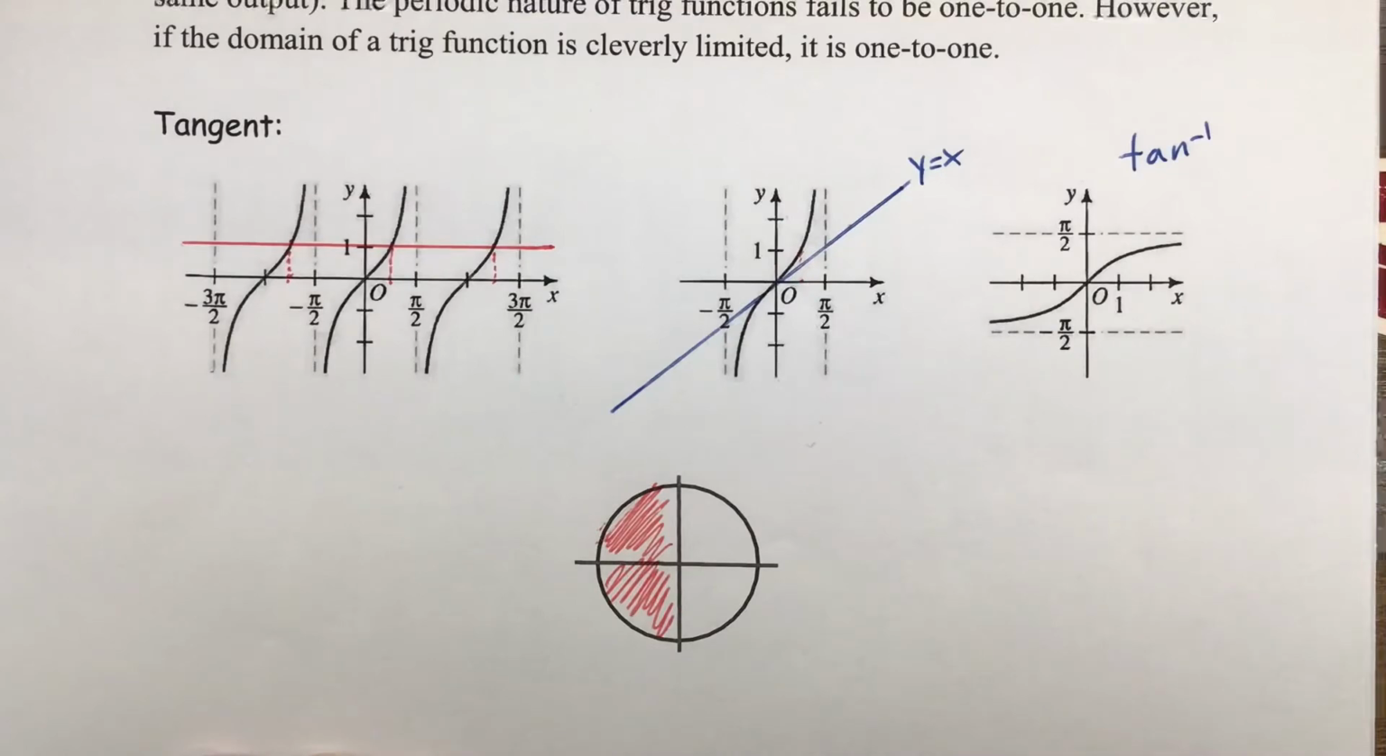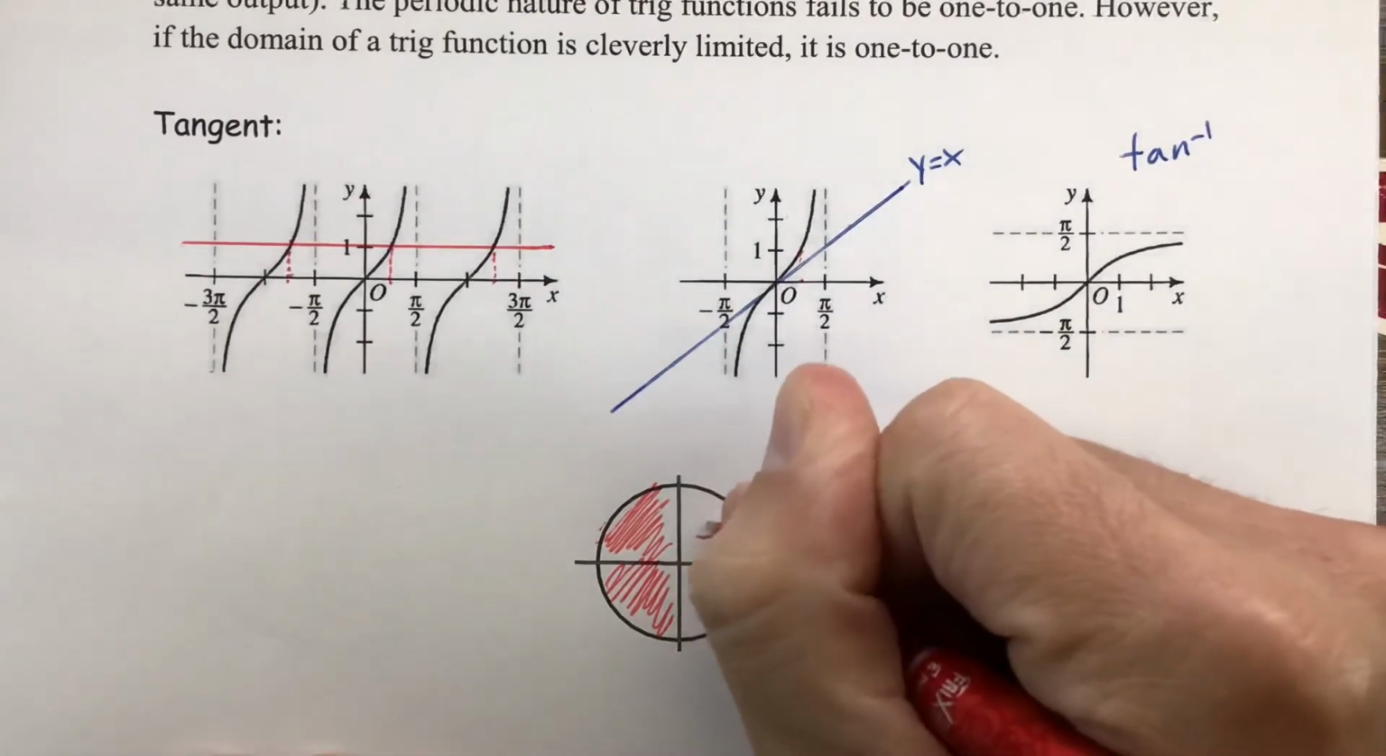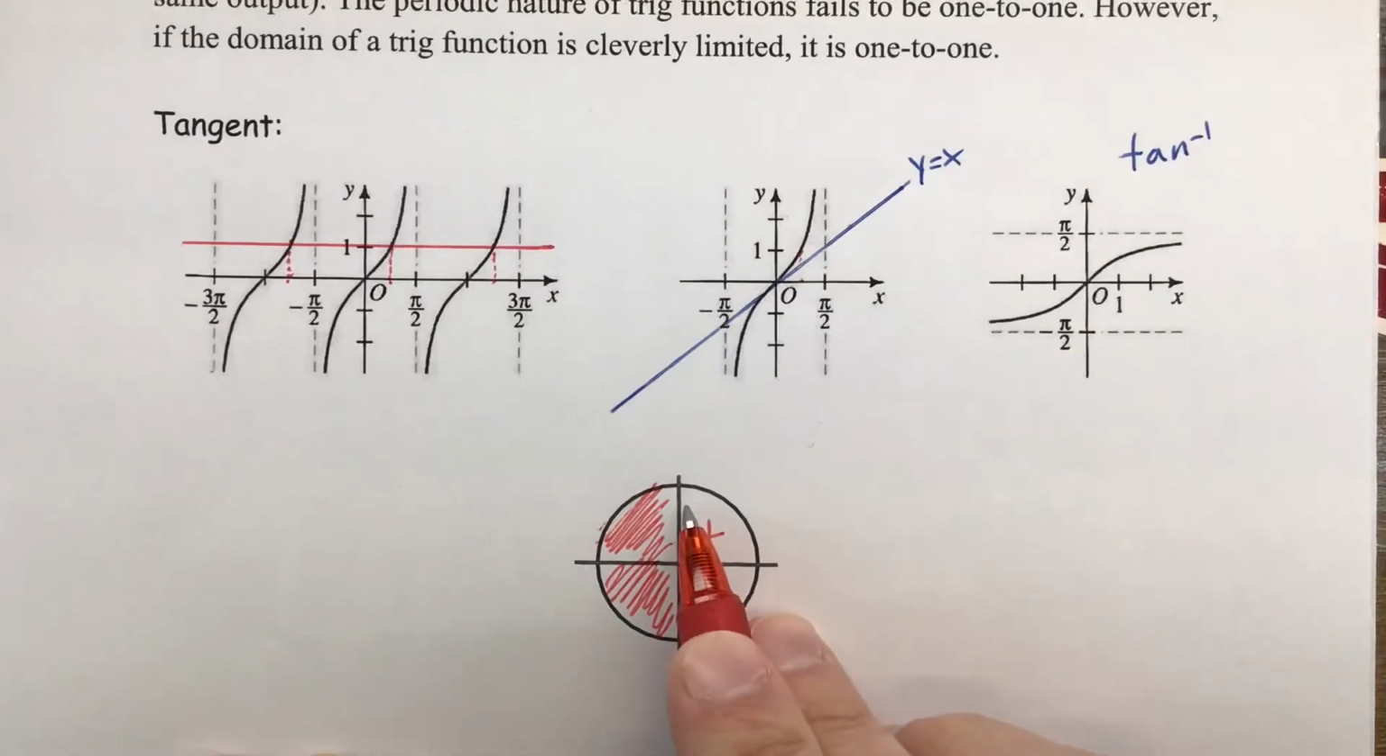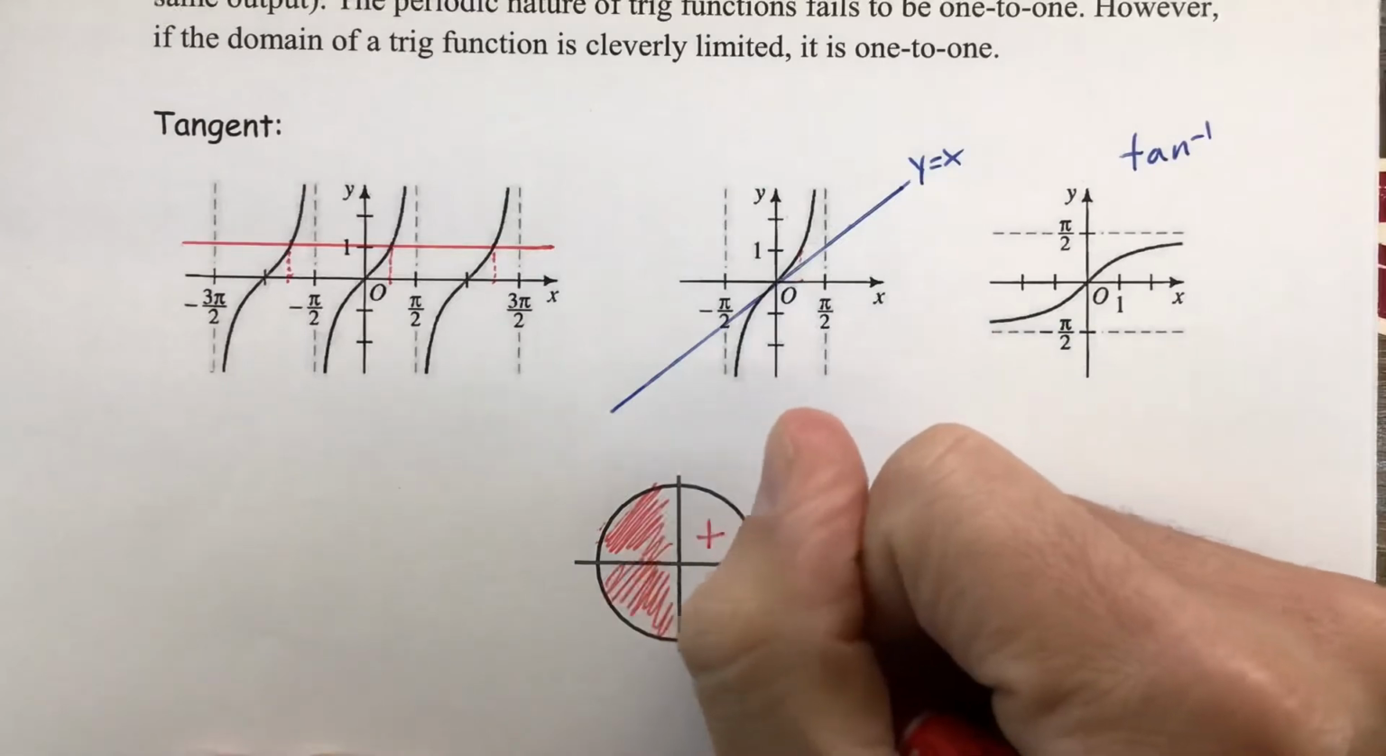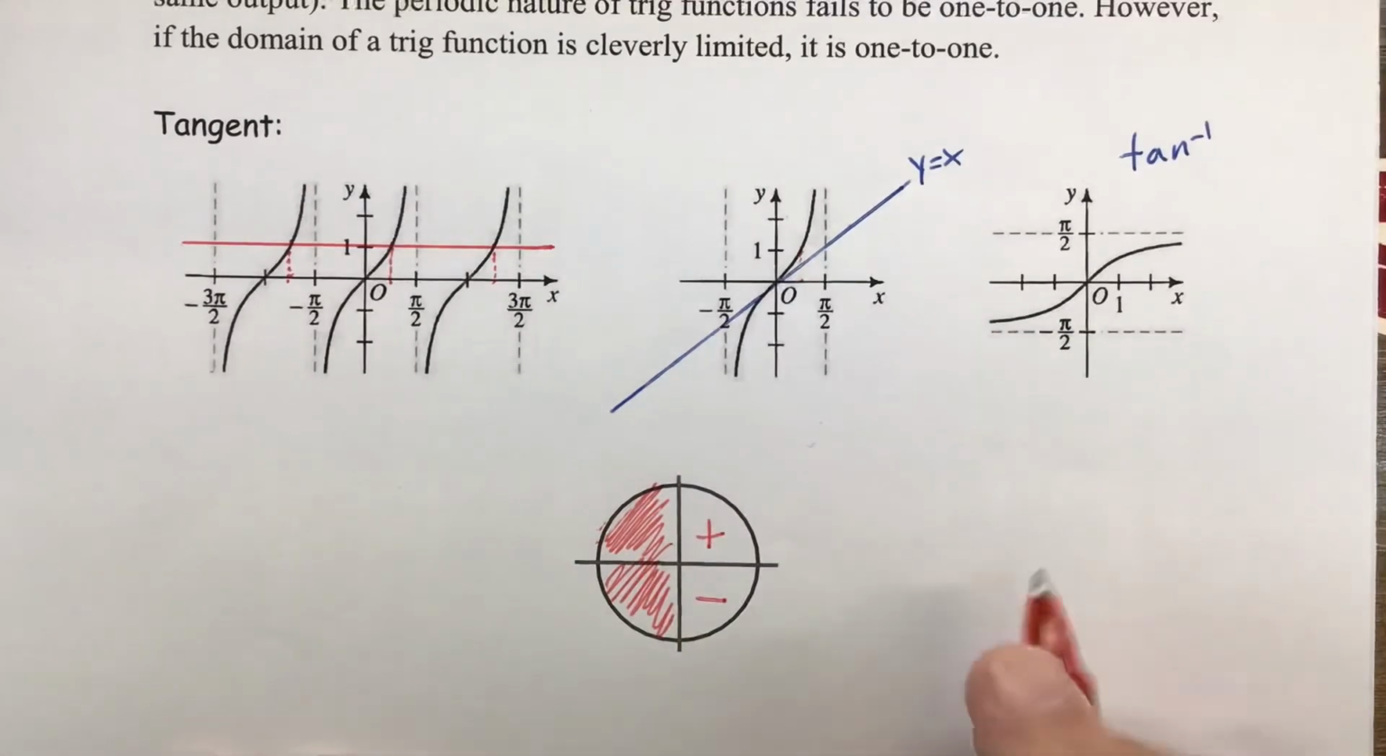And if you start with a positive ratio, it's going to give you back an answer that's in quadrant 1. If it is a negative ratio, it's going to give you back an answer that would be in quadrant 4. Okay, tangent is positive in quadrant 1 and negative in quadrant 4.